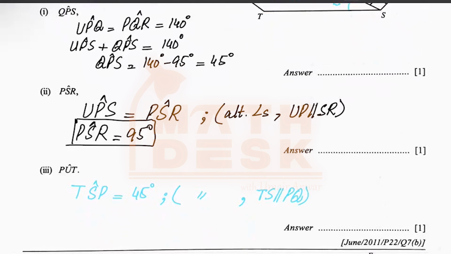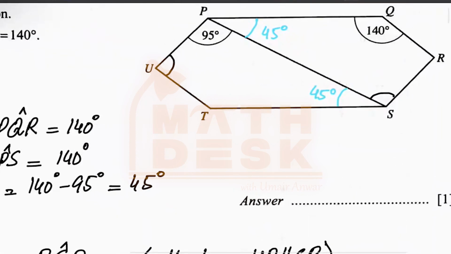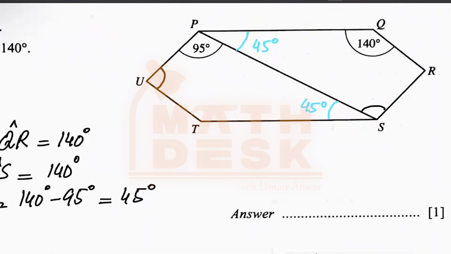Now we can see that we have a quadrilateral over here, PSTU. It is a quadrilateral, and the sum of angles in a quadrilateral is equal to 360 degrees. Before adding all the angles, let me write this angle also. The opposite angles of polygons are equal. So this angle should also be equal to 140 degrees.